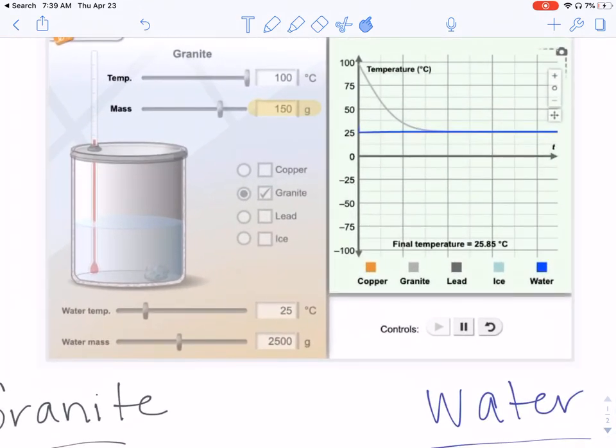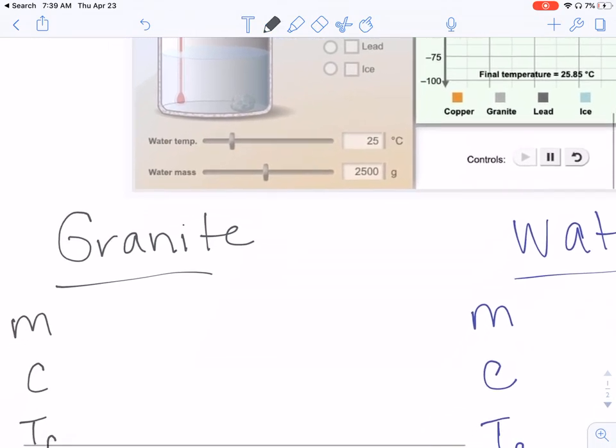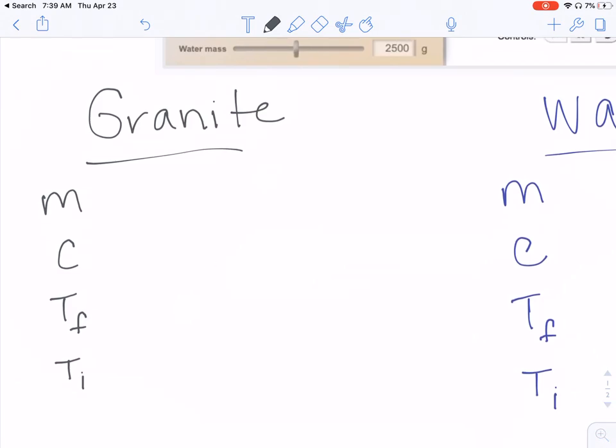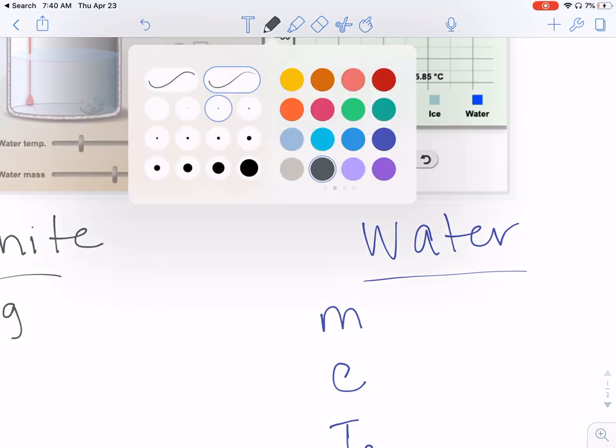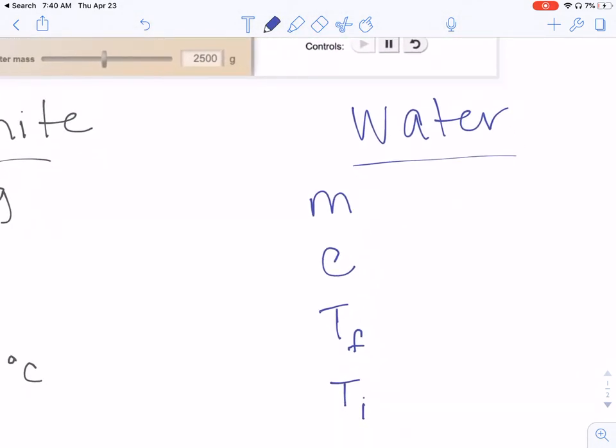All right, so my granite information is up at the top. My initial temperature of my granite was 100 degrees Celsius and my mass was 150. And then for my water in my initial setup, my water temperature was 25 degrees C. That's my initial temperature. And then my mass was the 2,500.